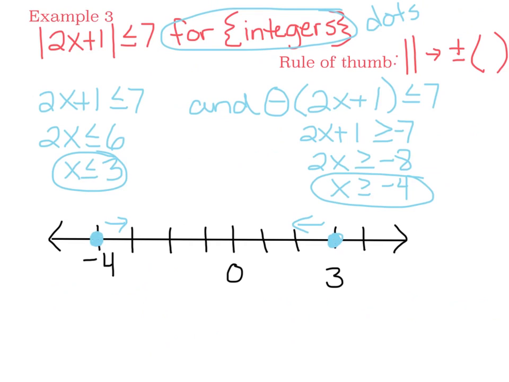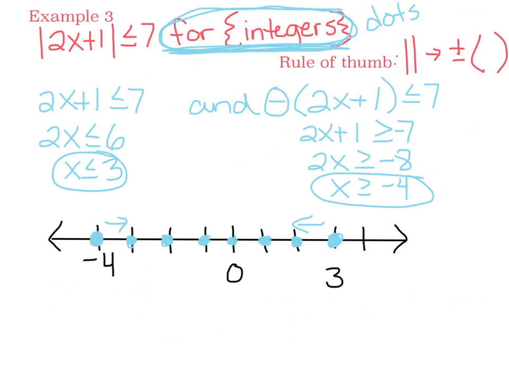So now we would be shading everything in between negative 4 and 3, only don't forget you are limited to only the integers. So we're going to put a closed circle, a dot, on negative 3, on negative 2, on negative 1. 0 is an integer, and 1 and 2. So we have dots from negative 4 to 3. Make sure you pay attention to your domain limitations when you're graphing your inequalities.